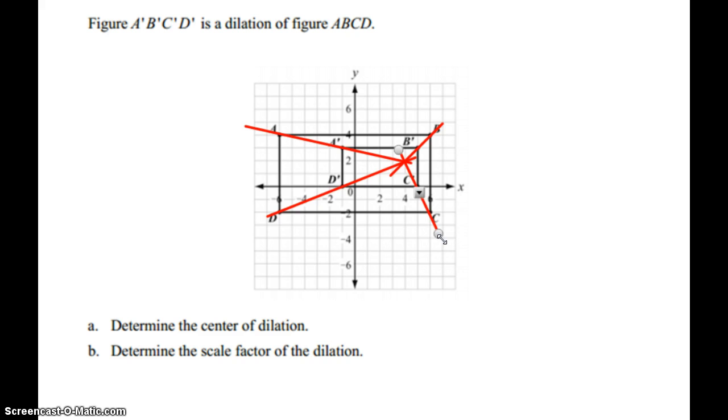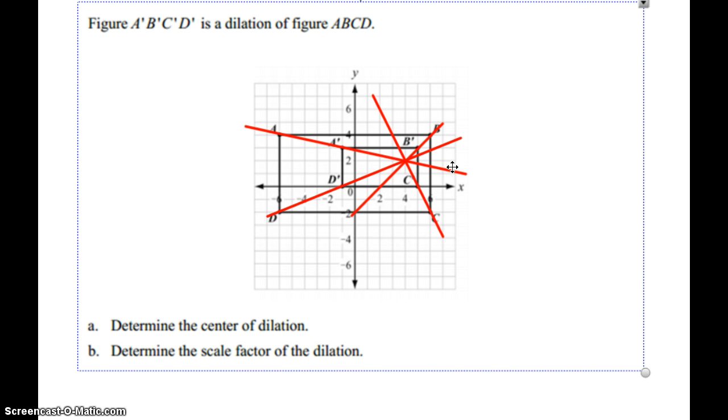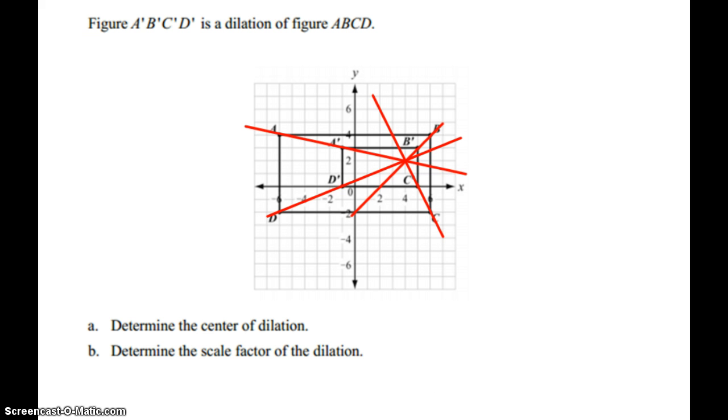Now, take a look here and notice that all of these lines intersect at one point. And I'll make these go farther out, that way you see it. Okay, notice that all four of these lines intersect at one point, and that is 1, 2, 3, 4, 1, 2. So the center of dilation for this rectangle is at the point (4, 2).